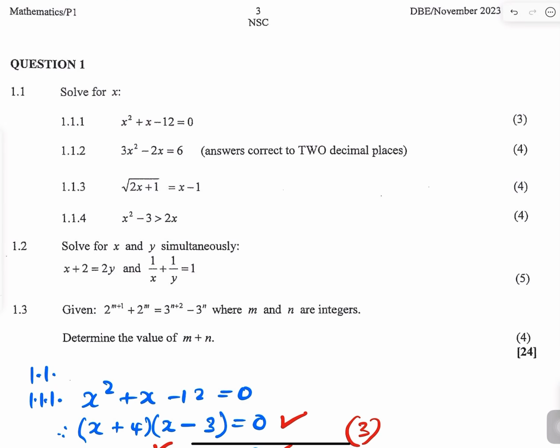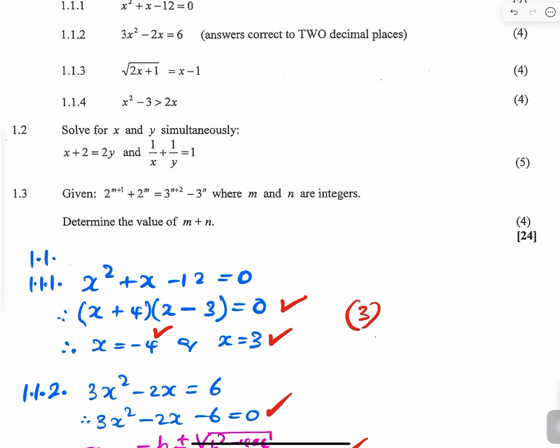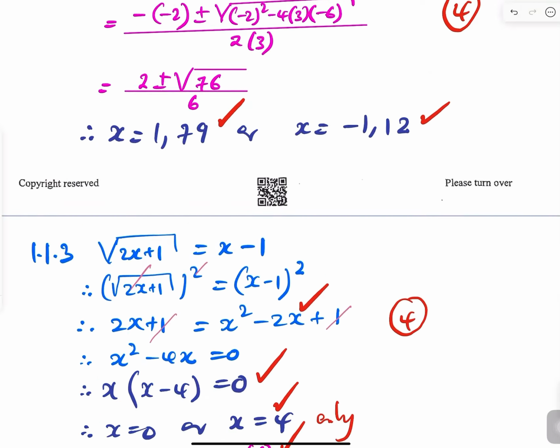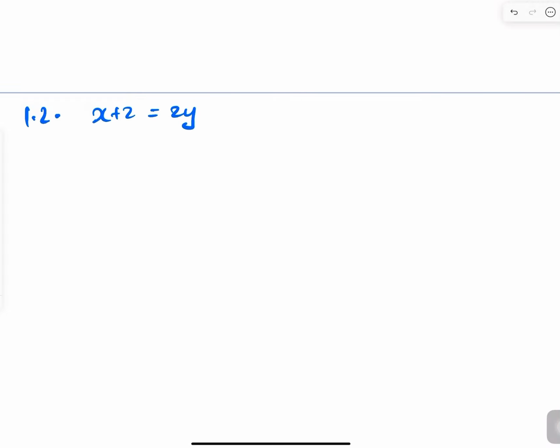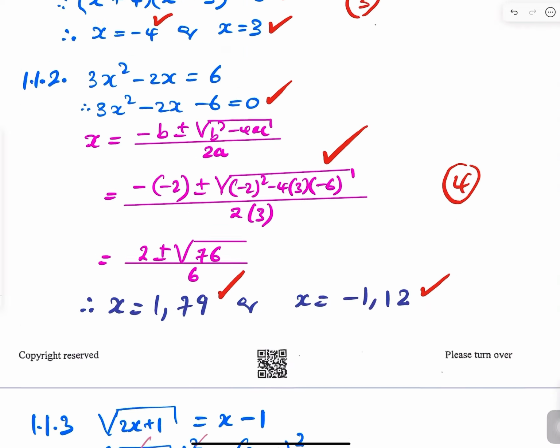So let's check the next question. That is 1.2. Solve for x and y simultaneously. That is x plus 2 is equal to 2y, and 1 over x plus 1 over y is equal to 1. So you must solve that simultaneously. Let's do it together. So that is 1.2. You have x plus 2 is equal to 2y. That is the first equation.